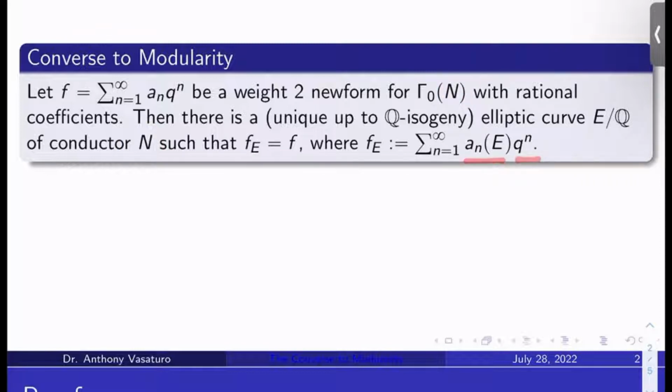where the a_n(E), remember, are measuring solution counts to the reductions of E mod p for various primes p. For example, a_p(E), you might recall, is p plus 1 minus the number of F_p points on the reduction of E mod p.